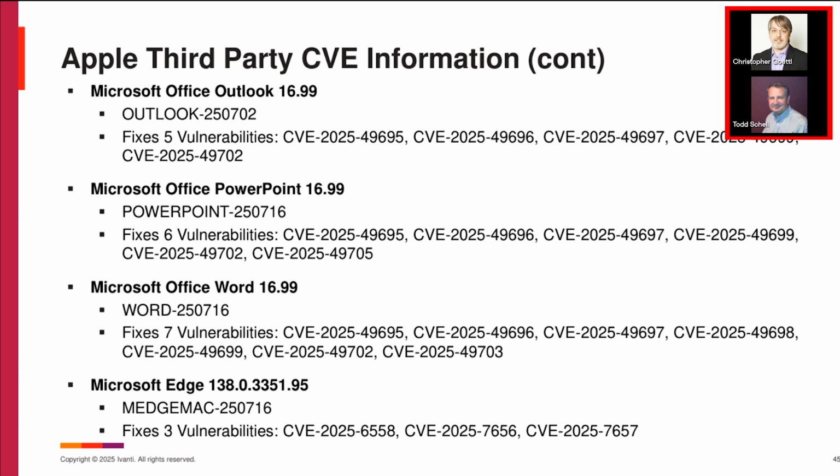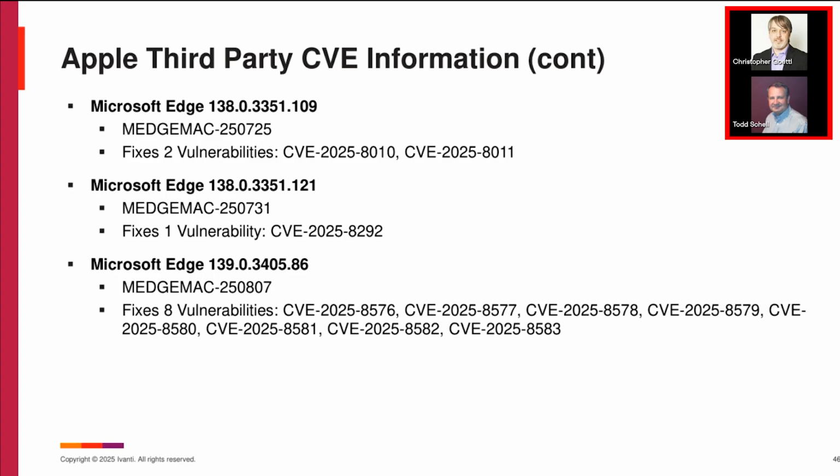And then finally, we get the Edge updates. Obviously, Edge for Mac is a highly used application as well, based on the Chromium updates as we talked about earlier. You can see the different versions here. 3 vulnerabilities addressed there, 2 vulnerabilities, 1 vulnerability. These are coming out, obviously, on the weekly release schedule that we get with Chrome as well. So we see all those updates. The last one here was on August 7th. 8 vulnerabilities addressed for Edge on Mac.